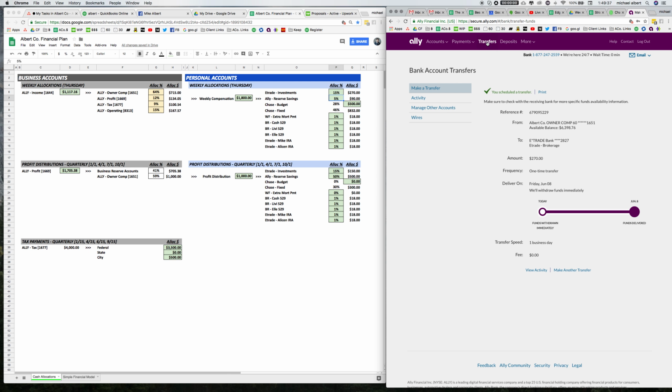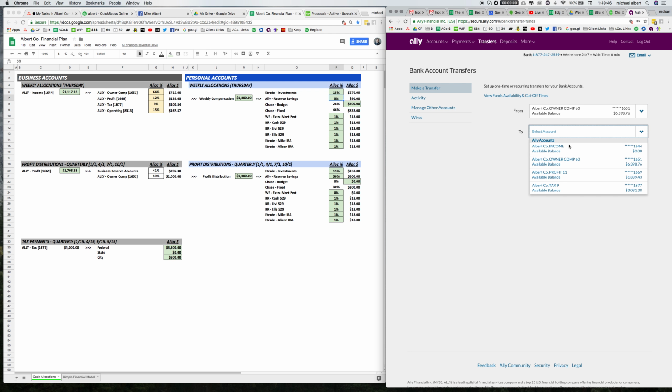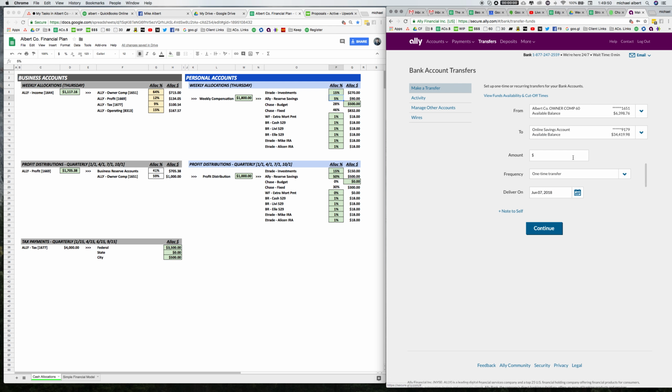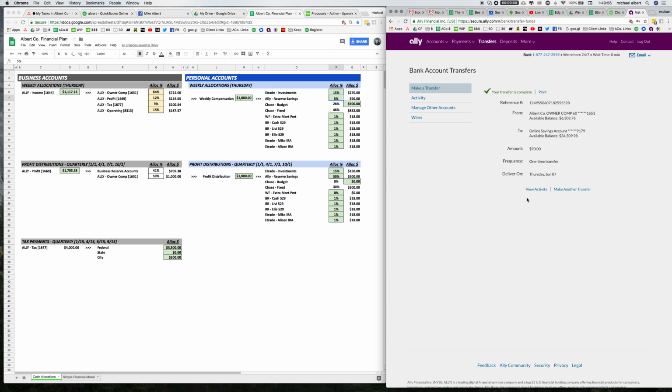I want to send 5% to bump up our personal reserve account. So I want to go from owner comp to Ally reserve. So that's 90. Click continue and submit. Okay, so that's done.